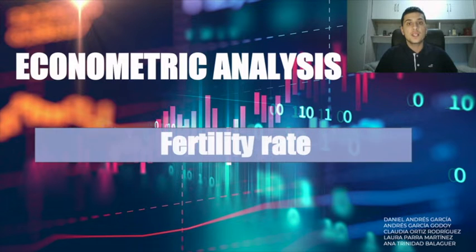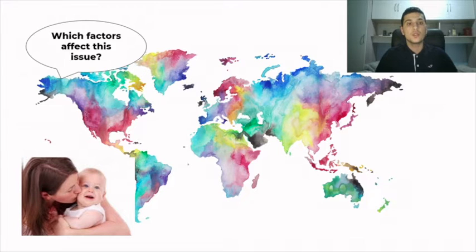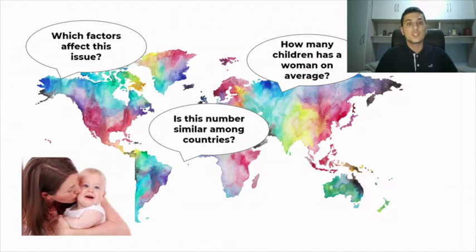We have done an econometric analysis and the topic we have chosen is fertility rate. We have studied data from 80 different countries from all over the world. Then we will analyze which variables may have an impact on the average number of children per woman through developing a constant slope model as well as a constant elasticity model. The last step will be the interpretation of the results.